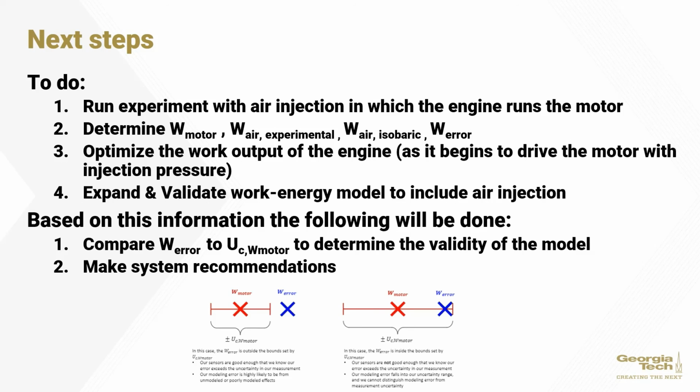The next steps with experimentation, data analysis, and reporting include adding pressure injection for the engine to drive the motor, finding where this occurs based on encoder and motor work data in order to optimize the engine work's output. Then with this final experimental case, the work engine model can be updated and validated with a calculated work error in order to determine the usefulness and reasonability of our sensors and system.